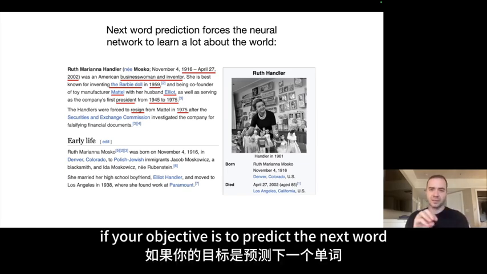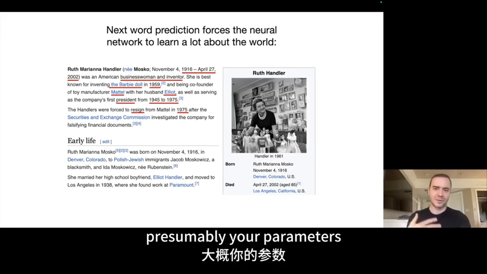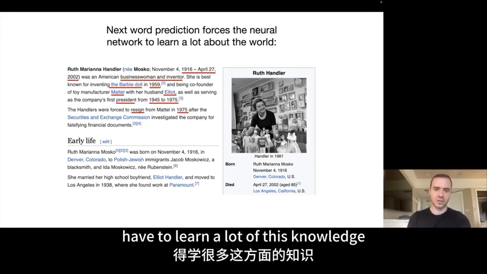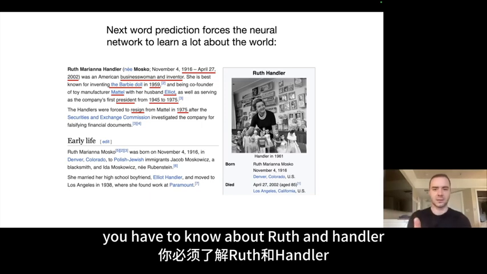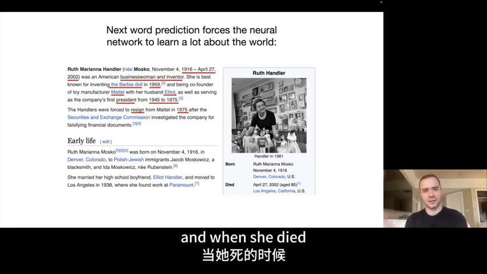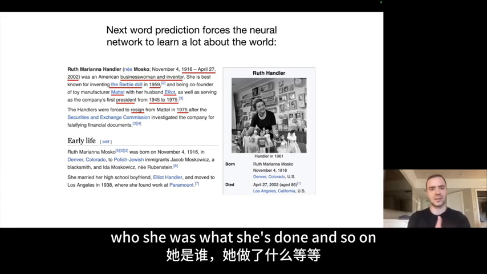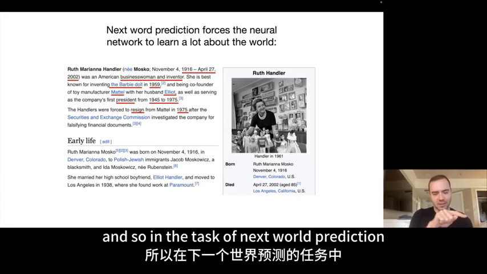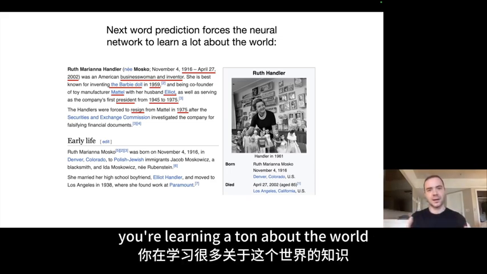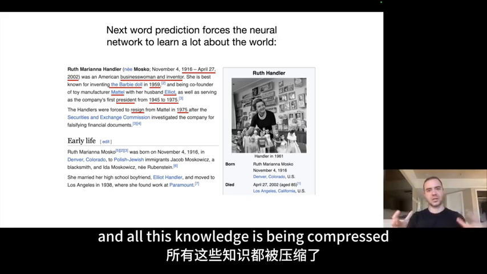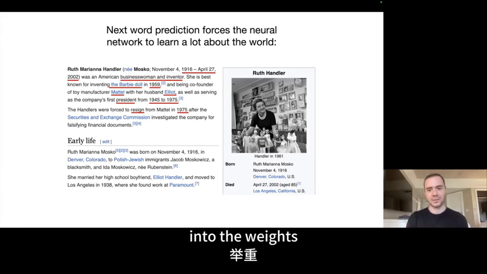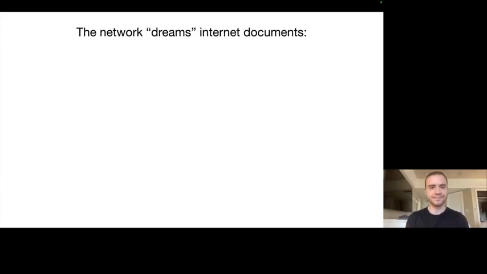If your objective is to predict the next word, presumably your parameters have to learn a lot of this knowledge. You have to know about Ruth and Handler and when she was born and when she died, who she was, what she's done, and so on. And so in the task of next word prediction, you're learning a ton about the world, and all this knowledge is being compressed into the weights, the parameters.